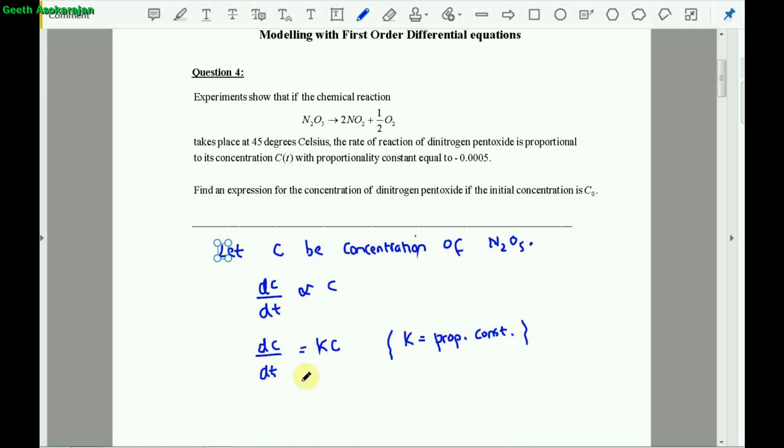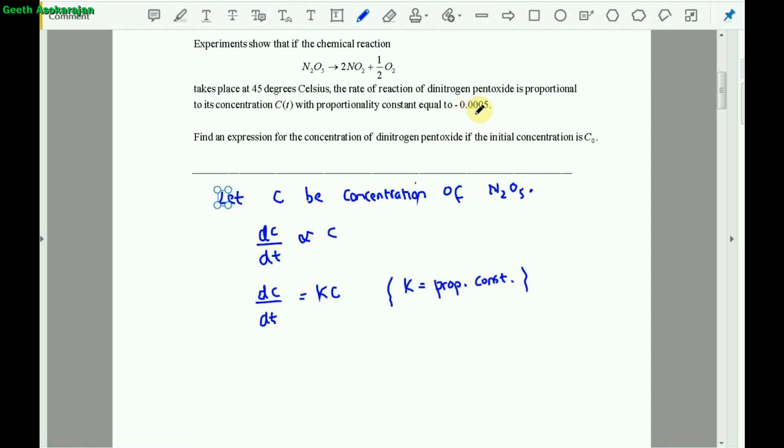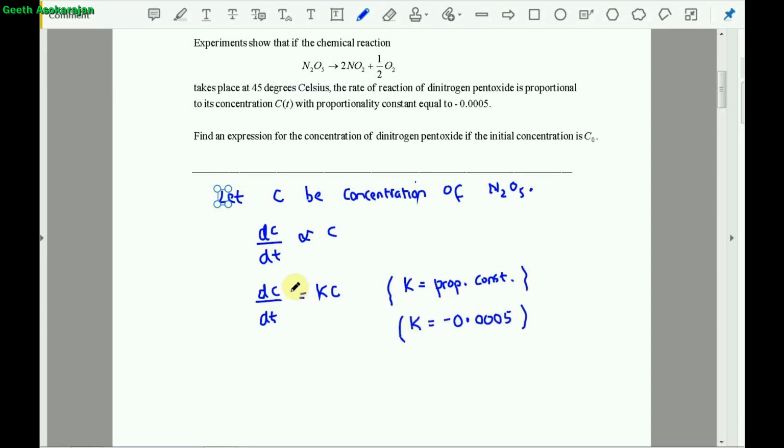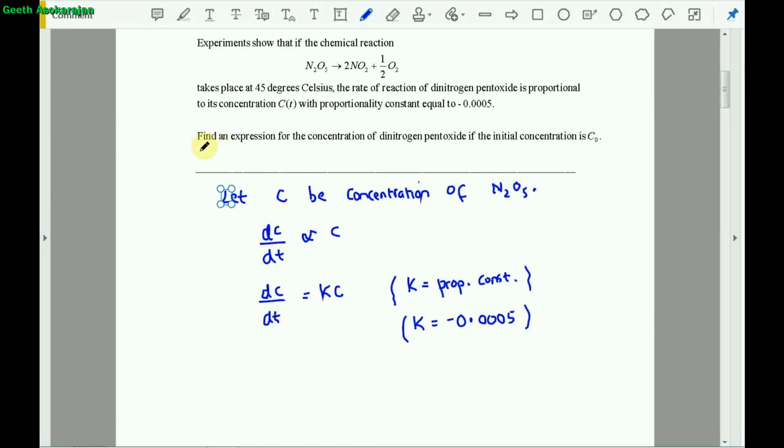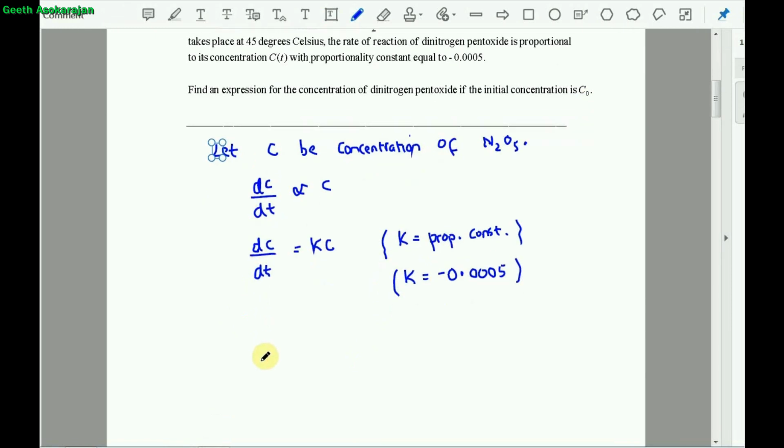So we have our differential equation, and we also have the proportionality constant, k, which is equal to, bearing in mind, minus 0.0005. So k is minus 0.0005. Let's make a note of that. According to the question, we need to find an expression for the concentration of N2O5 if the initial concentration is C0. Let's solve this first order differential equation.